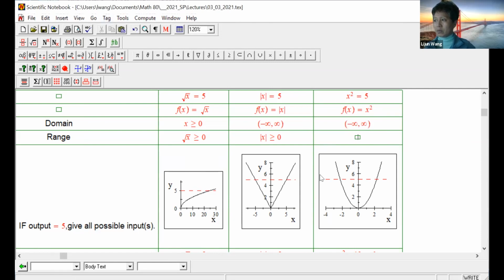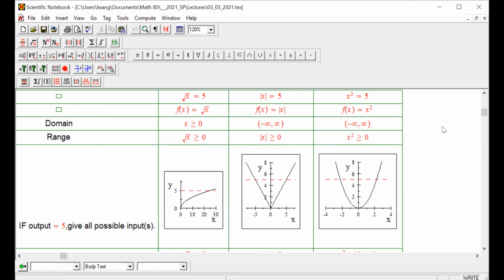What is the range? You see the curve is above the x-axis, right? It will never be negative. So the range is what? A number times itself is always greater than or equal to 0, yeah. Perfect answer.